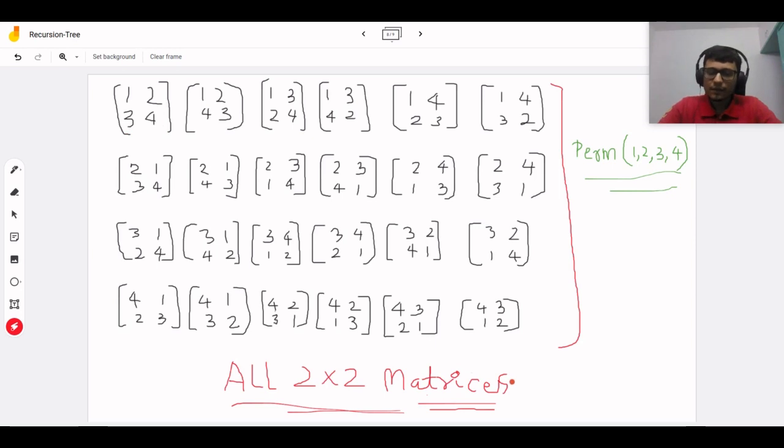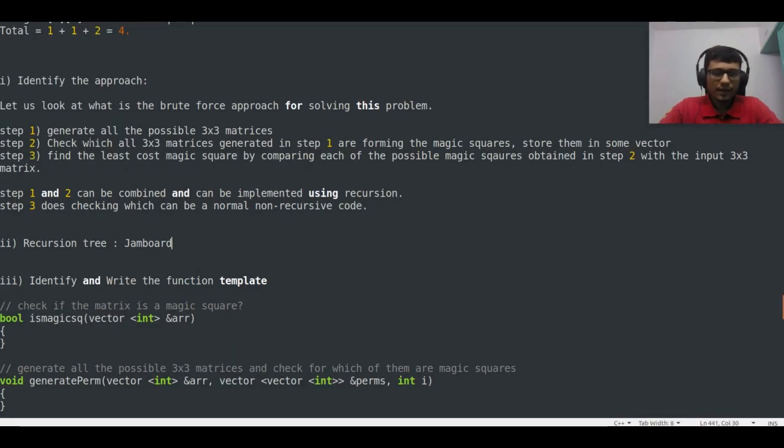So this idea can be extended. If you want to generate all the 3 cross 3 matrices, then what we can do is generate all the permutations of the numbers from 1 to 9, and arrange them in a particular order in the 3 cross 3 matrices. So this step 1, that is to generate all the possible 3 cross 3 matrices, can be done by generating all the permutations of the numbers from 1 to 9.